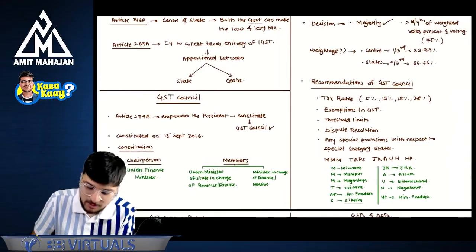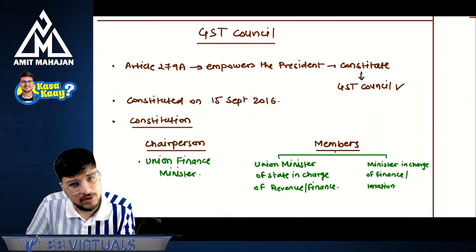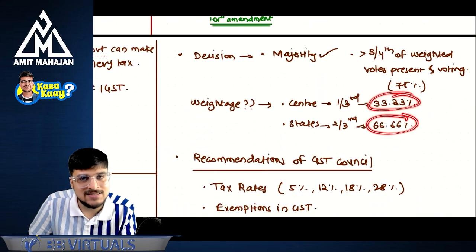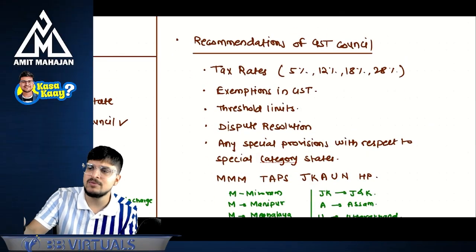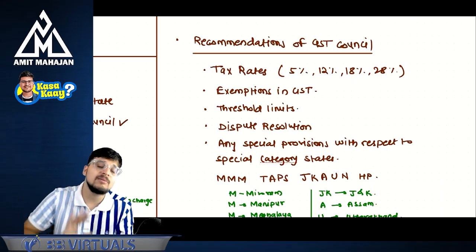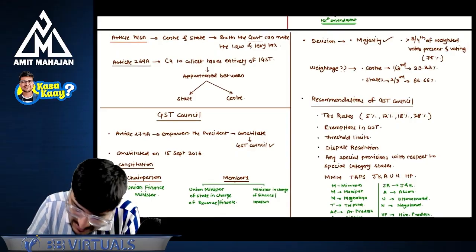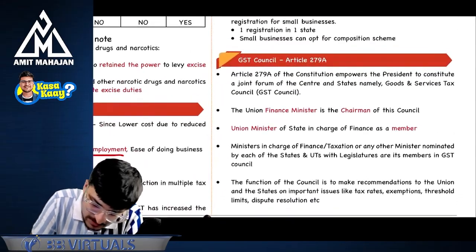Understanding? Again, GST Council, what will you remember? You will remember this. In the constitution, the chairperson is the Union Finance Minister. Weightage of center is 33.33%. State is 66.66%. What are the recommendations? Tax rates, exemptions, threshold limits, dispute resolution, and if they want to give any benefit to special category states, they can do that. Understanding? So let's come back here and see whether this is done. Yes, GST Council is done here.